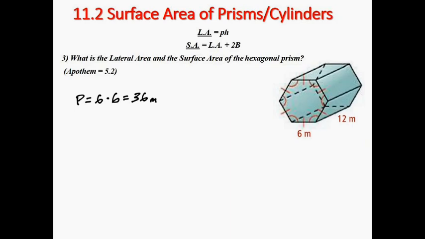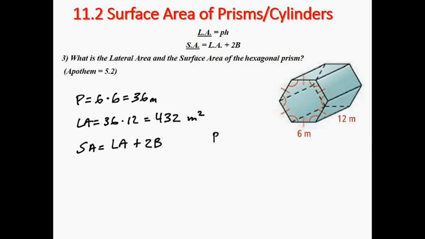The height of the prism is 12, so now we can find the lateral area. It's 36 times 12, which in this case comes out to be 432 meters squared. To find the surface area, we have to remember that we're taking lateral area plus 2 times the base area.